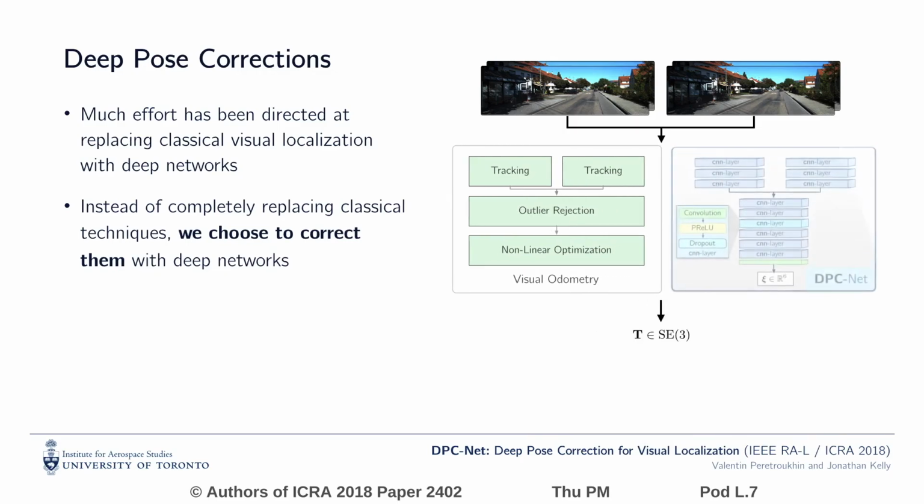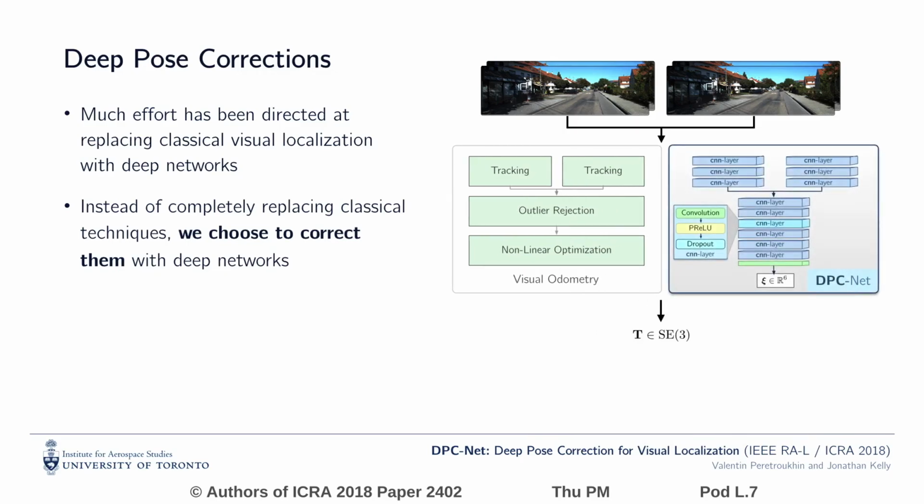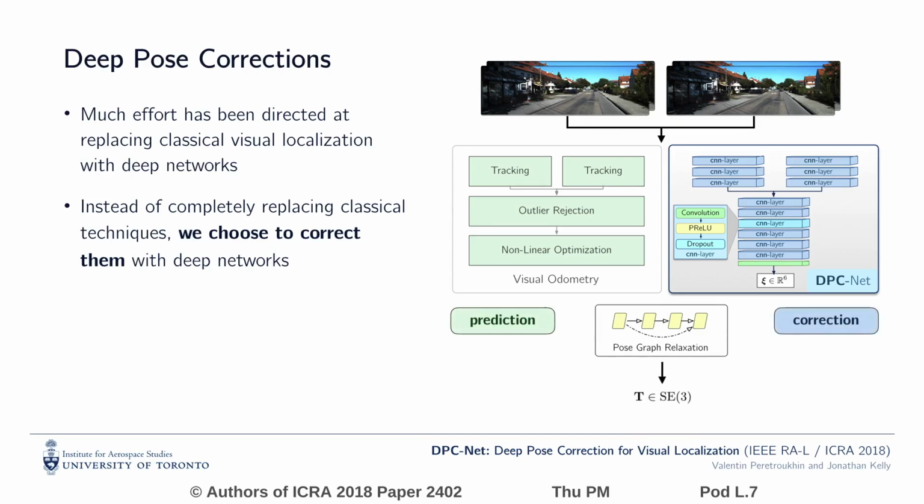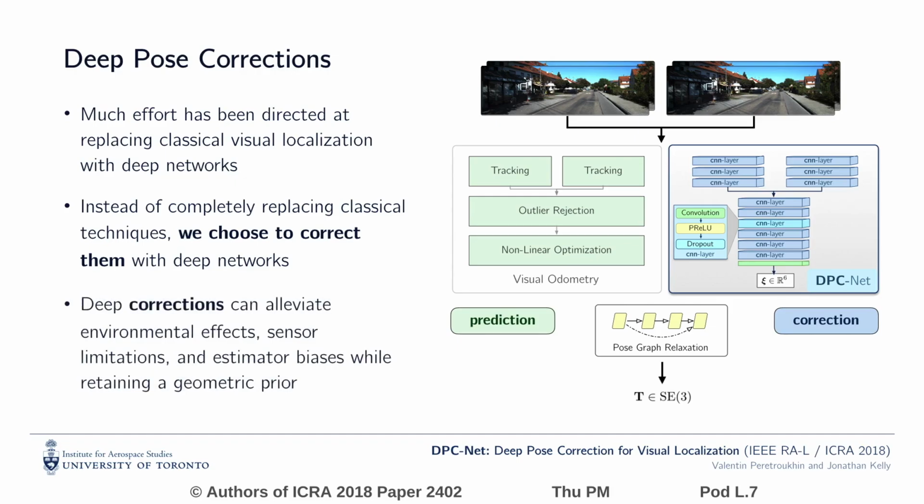We contend that this is not necessary. Instead, we propose to learn small pose corrections to an existing visual localizer for a particular environment, and then fuse these two outputs for improved localization. Our deep corrector, called DPC-Net, learns pose residuals that can account for sensor miscalibrations, estimator biases, and systematic environmental effects that degrade localization.